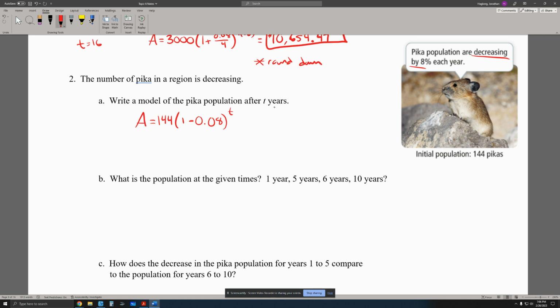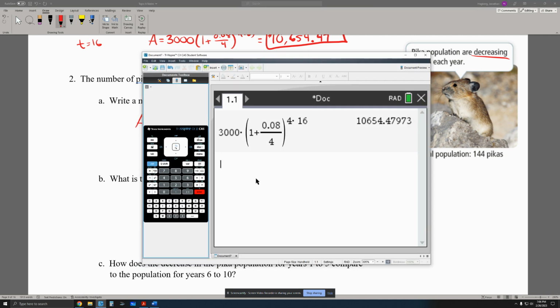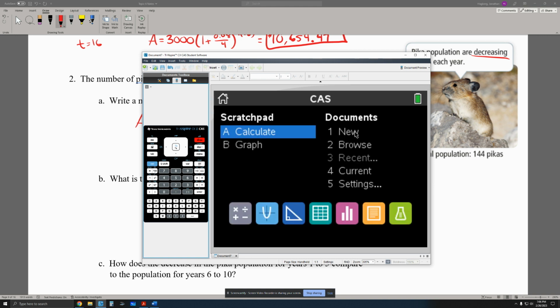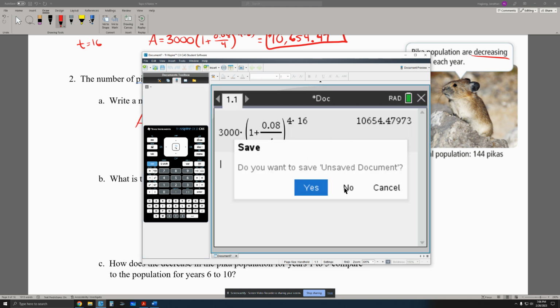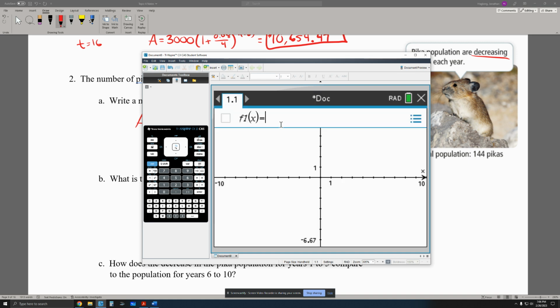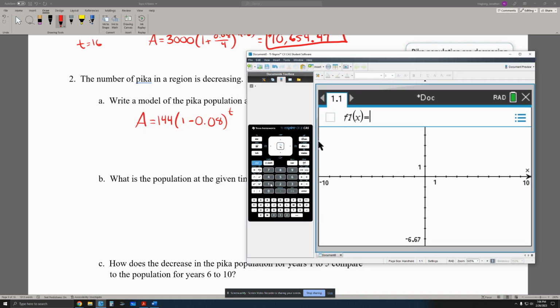All right, so let's go ahead and write out our model. I'm actually going to plug this into our calculator. One easy way to do this is I'm going to go ahead and just graph this. So if I were to go to new, I don't need to save this. We're going to do a graph. If I were to plug in this function here into the TI Inspire for a graph, I'm going to do 144 times the quantity 1 minus 0.08, and then raised to the, we're going to use the variable x here.